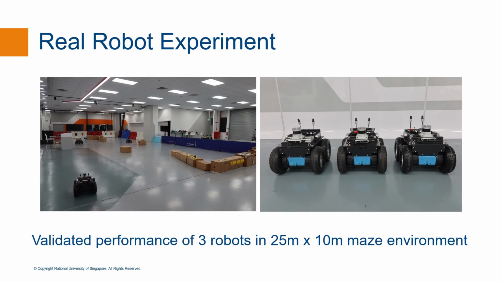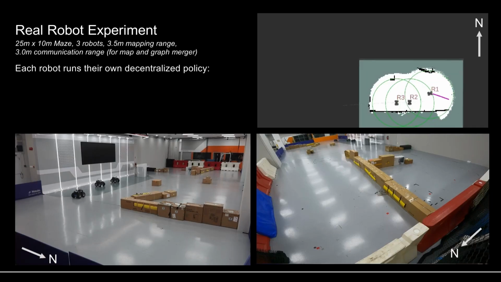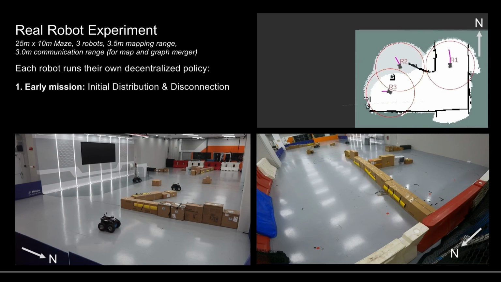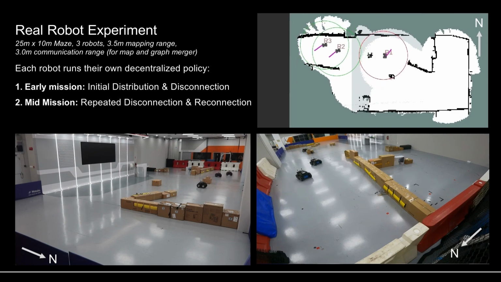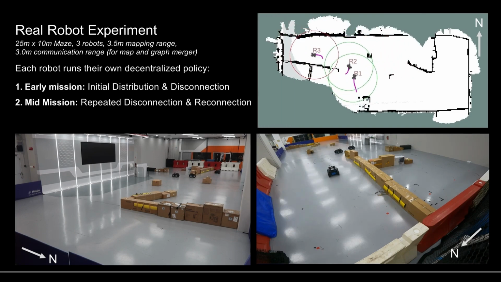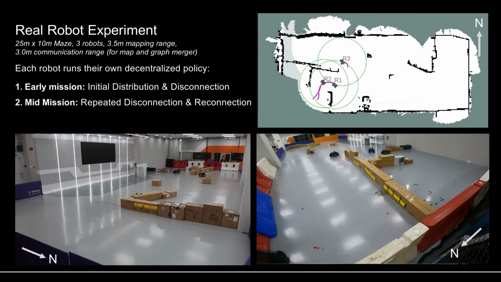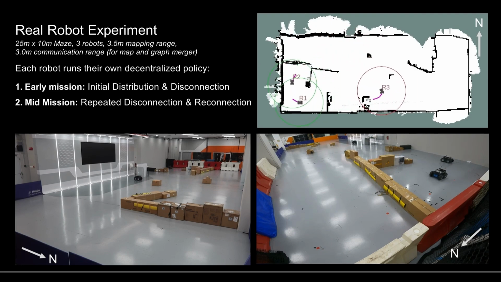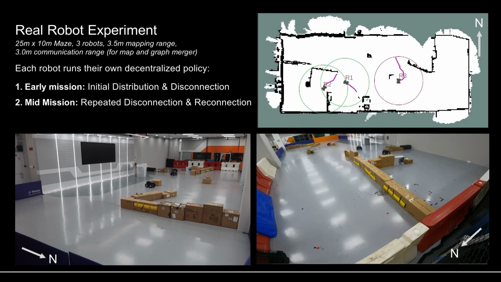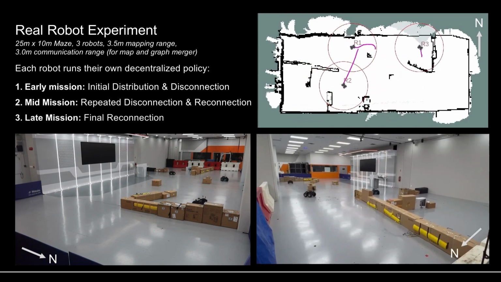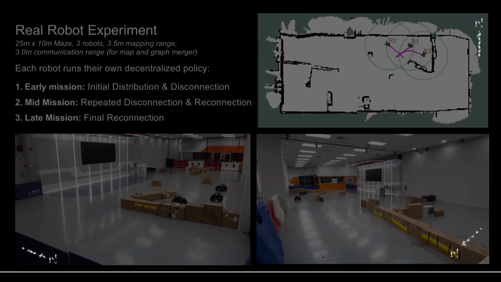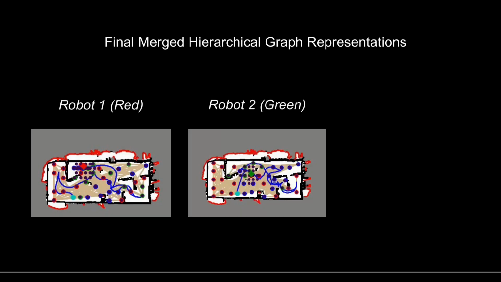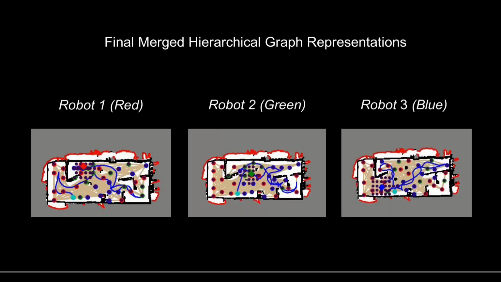Lastly, we validated the performance of 3 robots in a 25 by 10 meter maze environment. As you can see, each robot runs its own fully decentralized policy. We notice the intermittent disconnection and reconnection for robots to achieve efficient exploration. Here's the final merged sparse graph from each robot's belief, along with the path trajectories.